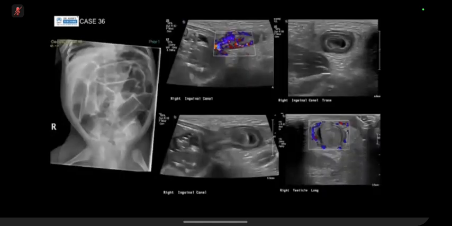Case 36, we've only got 2 more cases. I know we're running over slightly, so those of you who can stay, we've only got 2 more cases, and then we'll be finishing, and I'll do some questions at the end. So do you want to have a go at this case, starting with the abdominal radiograph?